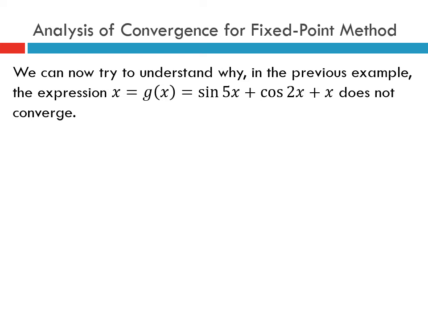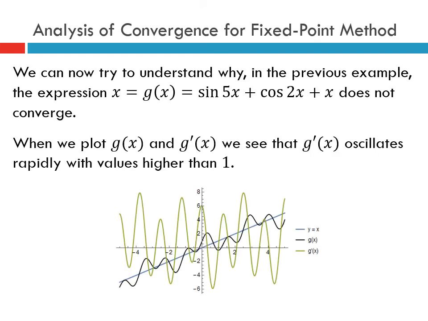So now we can try to understand why in the previous example, the expression when we wrote x is equal to g of x in the form sine 5x plus cosine 2x plus x does not converge. So if we plot our function g and its derivative g prime, we can see that g prime oscillates rapidly with values that end up being much higher than 1. So here g prime is the green line.